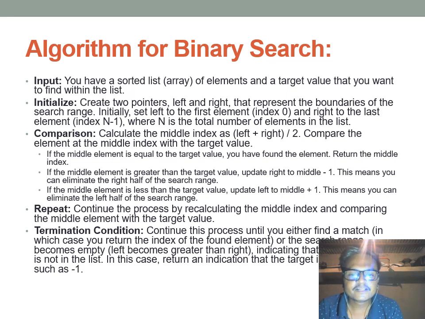Then repeat: continue the process by recalculating the middle index and comparing the middle element with the target value. Then the termination condition: continue this process until either you find a match or the search range becomes empty, which means the elements of the list are finished and the element you are looking for is not present in the list.